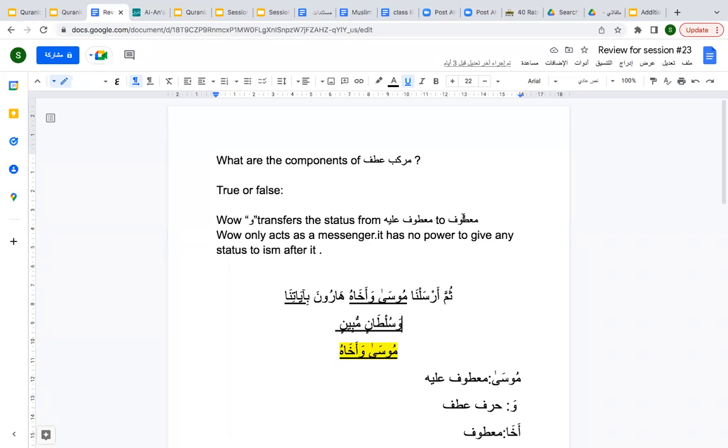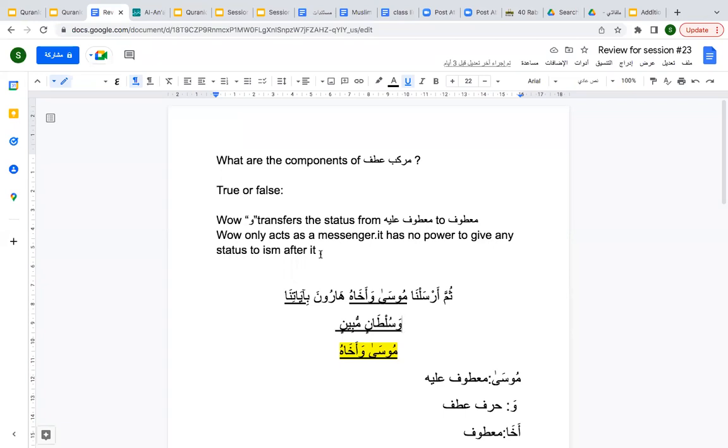Okay, so now, wow acts as a messenger. It has no power to give any status to the ism after it, and we figured it out, right? If the ism after it is nasb, it's going to transfer the same status over to the next ism, right? So it's the same notes that I'm sending to Sister Faiza, and she's posting in your Google Drive, right? There is nothing that changed. She doesn't make any change as of yet.